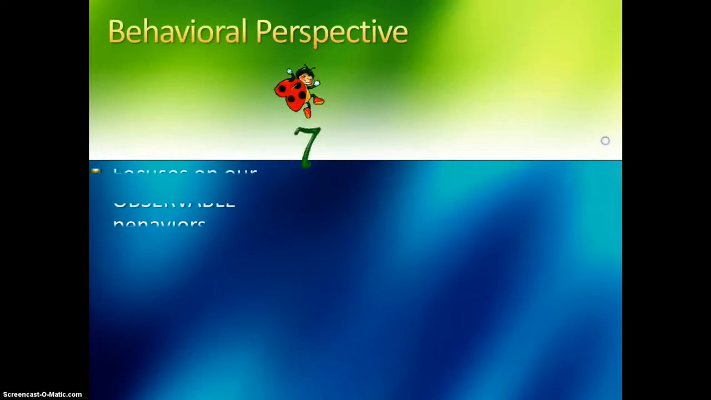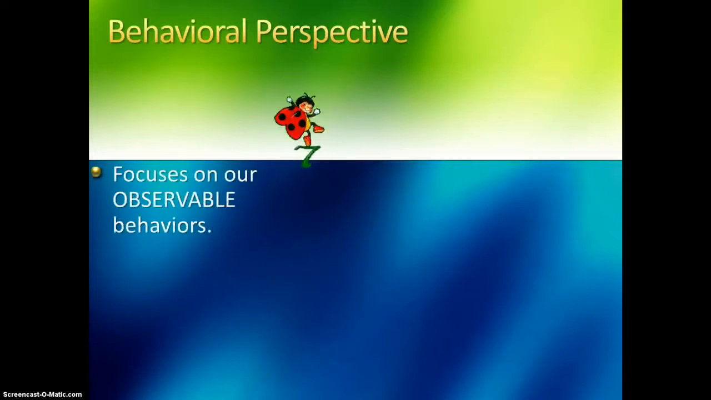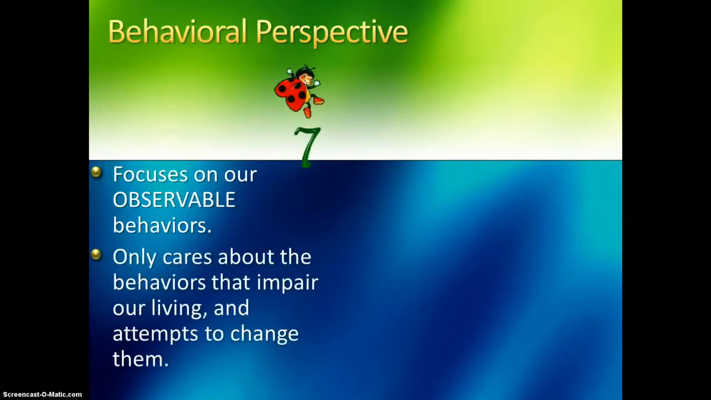The next one is our behavioral perspective. With this, we're not looking at ourselves biologically. We're not looking at ourselves evolutionarily. We're not looking inside our brains. We're focusing on what you can actually observe. With our little bug gal or guy, our ladybug, we're focusing on the observable behavior: jumping up and down, smiling, having really weirdly red cheeks. And they only care about the behaviors that impair our living.